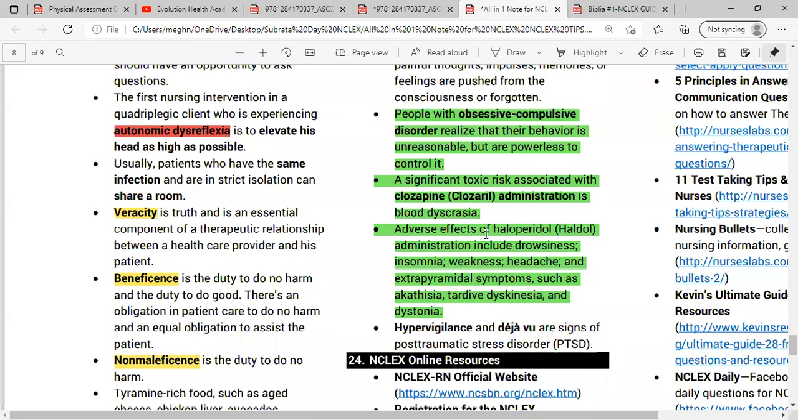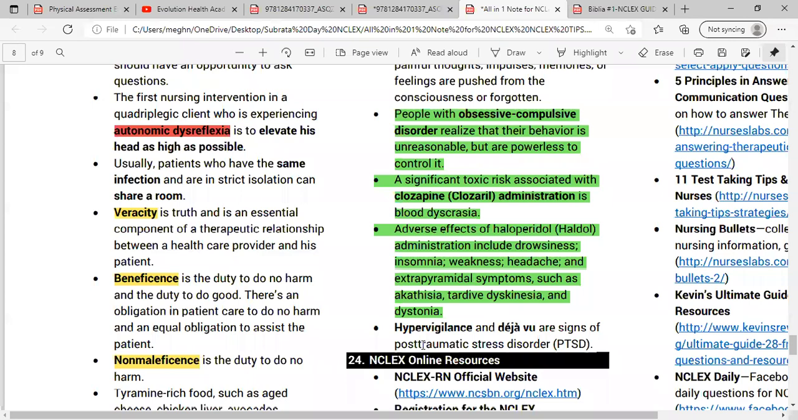The adverse effects of haloperidol. So what are the adverse effects of haloperidol? They include drowsiness, insomnia, weakness, headache, extrapyramidal symptoms such as akathisia or TD or dystonia.